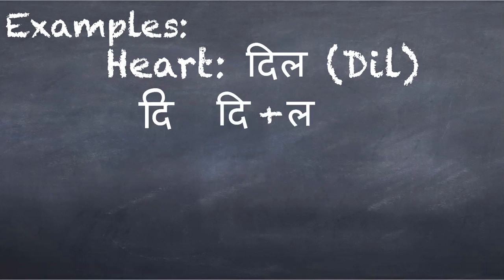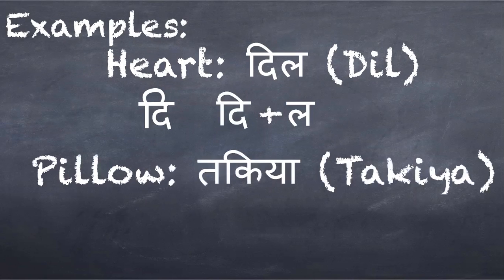Let's take another example. Pillow. Pillow in Hindi is takiya. Now this word has two swar in it. One E that we're doing right now and then A that we did in the last video. So let's break this word down.